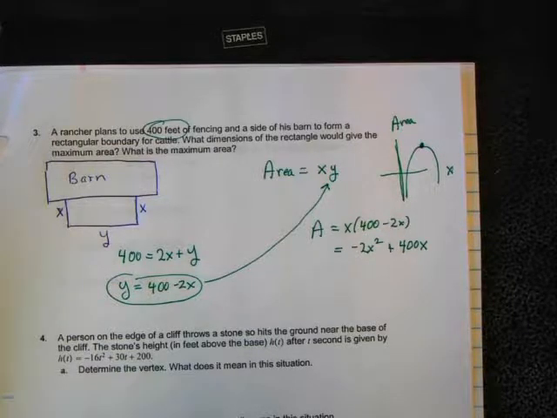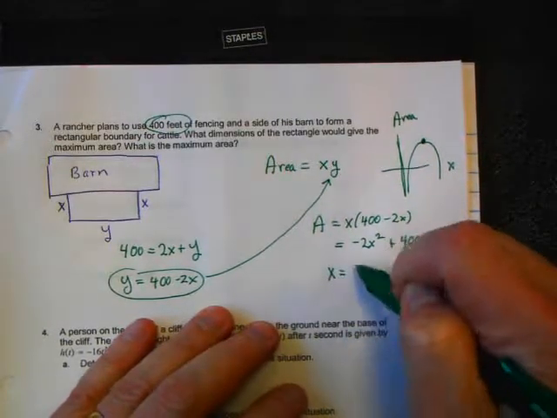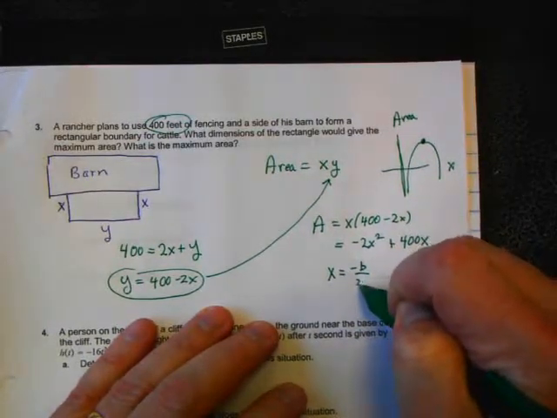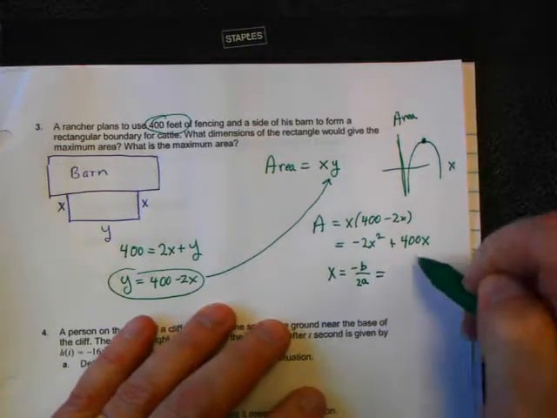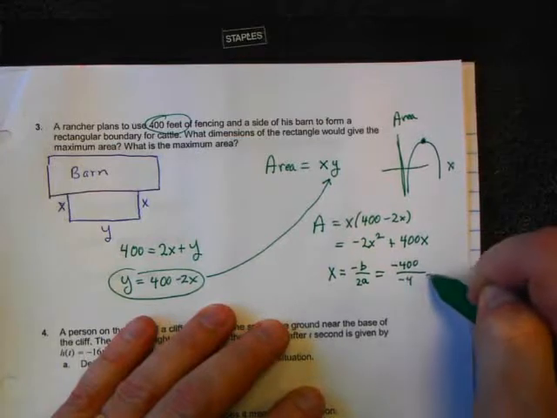Anyway, the point is, I want to find the vertex. How do I find the vertex? Use that fancy vertex formula. x equals, what's the fancy little vertex formula? Negative b over 2a. So that's negative 400 over negative 4, that's 100.